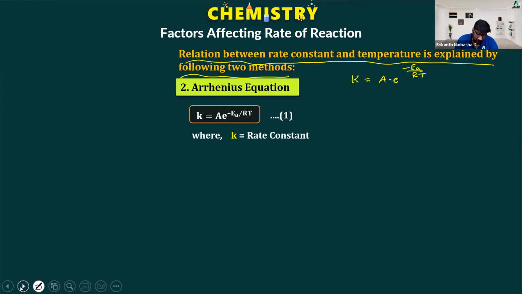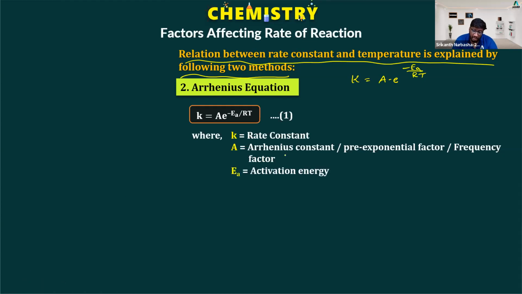K is equal to A into e power minus Ea by RT. K is the rate constant. A is the Arrhenius constant or pre-exponential factor, or frequency factor. Ea is the activation energy. T is the absolute temperature. R is the universal gas constant.